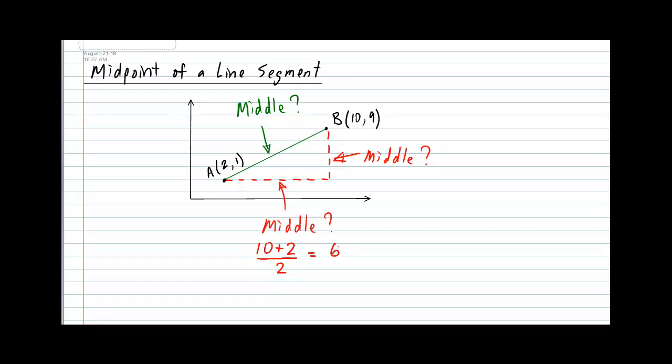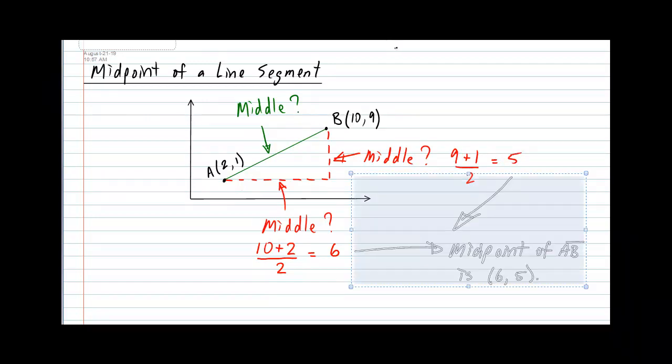For the vertical line, the same thing can be done. The middle line can be thought of as the average of where the line ends and begins. In this case, 9 plus 1, and average it, giving us a value of 5. Putting these two values together will provide us with the middle of line segment AB, located at 6 and 5.